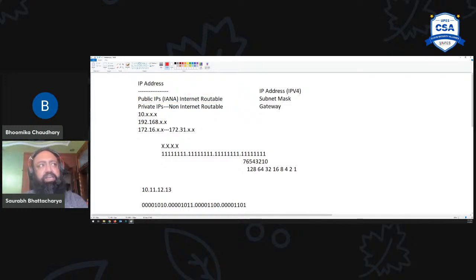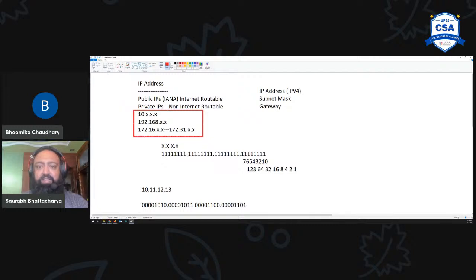And what IANA has done is they have removed these 3 ranges. They have said that these 3 ranges in the IPv4 scheme will not be public IPs. I mean, they will not be internet routable IPs. So we call them private IPs. Okay. So you can see the ranges like 10.x.x.x or 192.168.x.x. X can be anything. Okay. And then you have 172.16.x.x till 172.31.x.x. These 3 ranges, we call them private IP ranges.